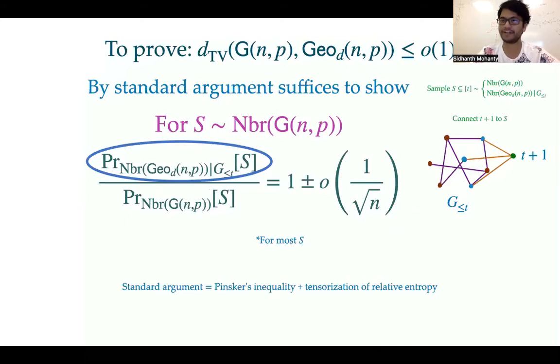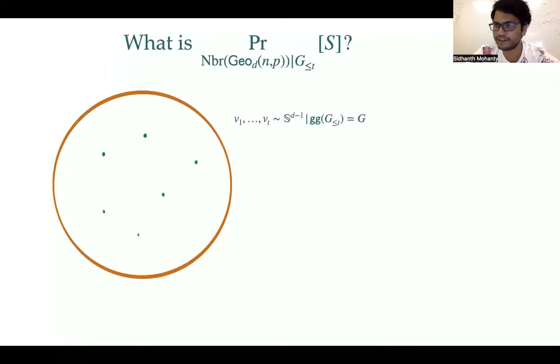Okay, that was a simple enough expression. The thing that we're actually going to spend the rest of the talk on is how we get a handle on the numerator of this expression, the probability that you connect to S within the random geometric graph model. So, okay, let's understand.